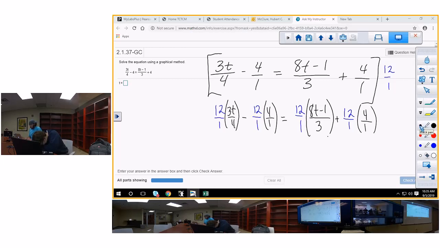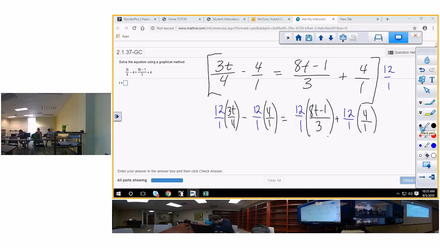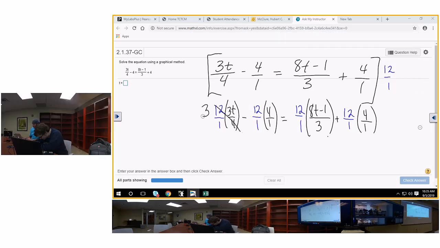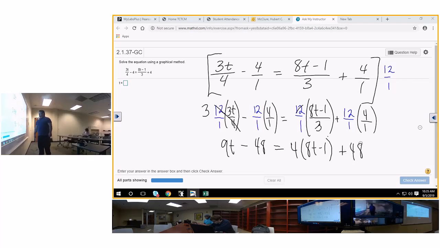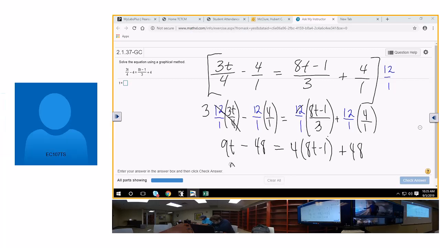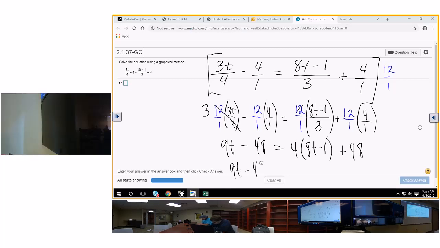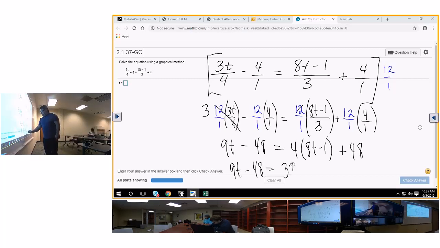All right, Jake. What's the answer? Oh, I skipped that one. That's 9t minus 48 equals 4 times 8t minus 1. 12 times 4 is 48. Make sure I didn't make a mistake. What's going to happen to the 48, going to come over here? Let's go ahead and shoot it first. 9t minus 48 is equal to 32t minus 4 plus 48.